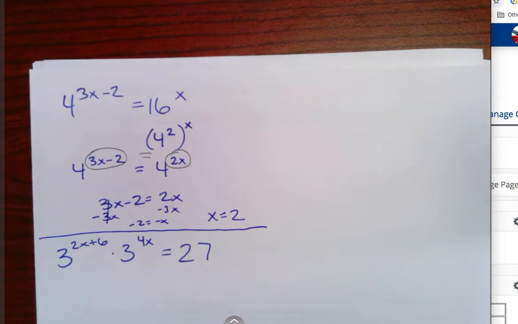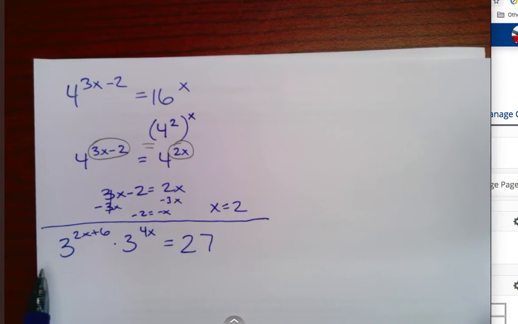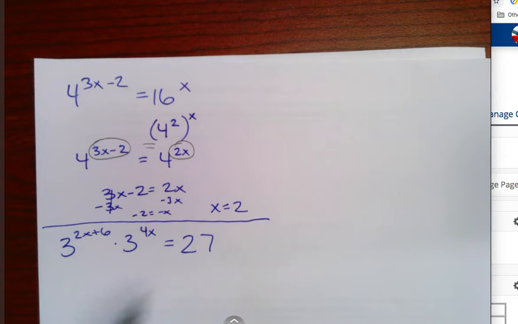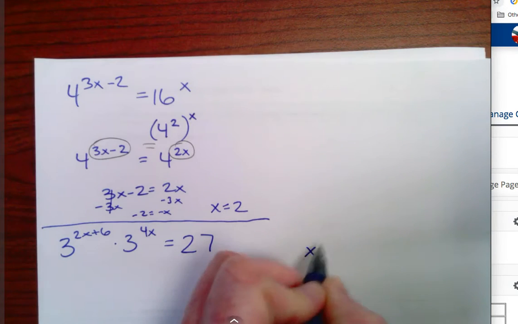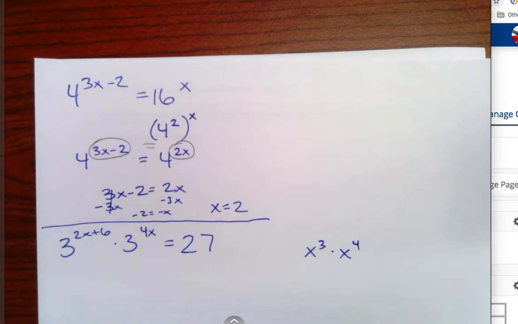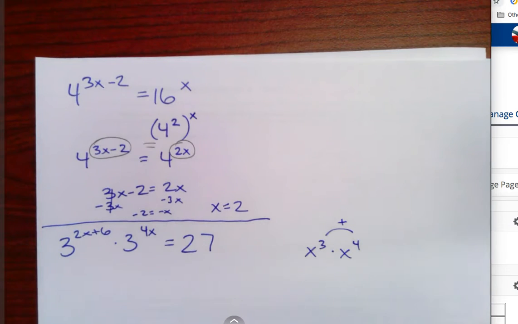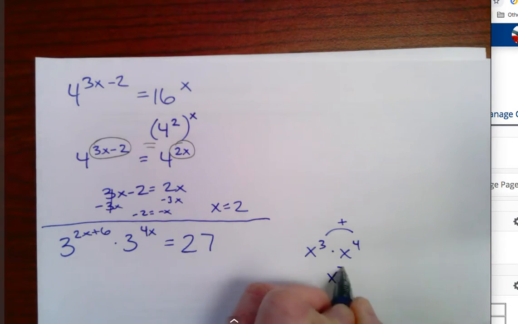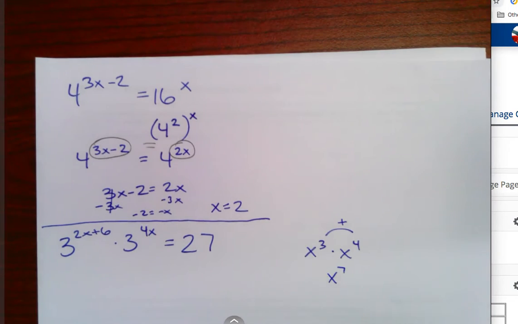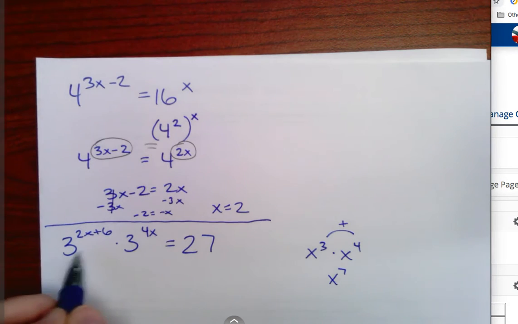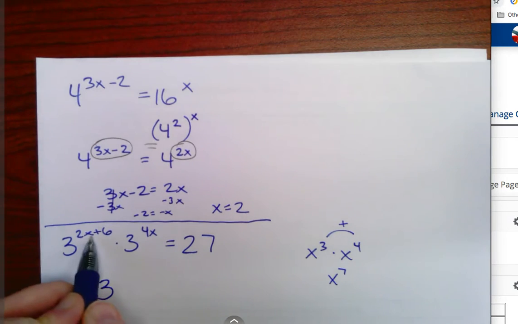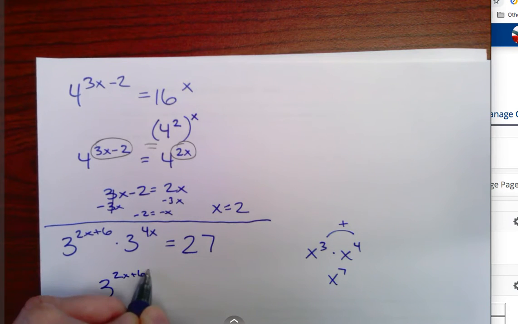Let's take a look here. All right, I have base 3 and base 3, and over here I have 27. Well, these are already in base 3, so I'm going to try to combine this into one base 3. So remember, if I had, for instance, x to the 3rd power times x to the 4th power, to rewrite that as x to the something power, I would basically just add these exponents. This would be x to the 7th. So following that rule of exponents, we can rewrite this as 3 to the 2x plus 6 plus 4x power.